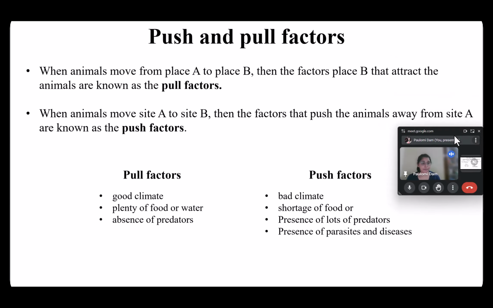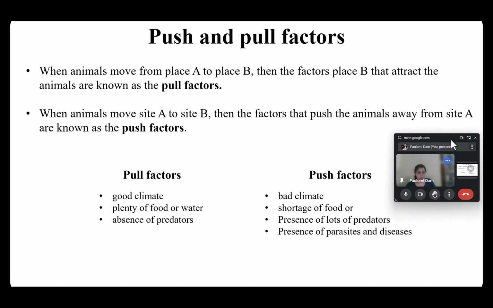Now, we have discussed push and pull factors previously. What are push factors and what are pull factors? We basically name these factors with respect to the presence of biodiversity, organisms, animals or plants. Anything that attracts the animals or plants to be in that region is a pull factor, because they are pulling the biodiversity towards themselves.